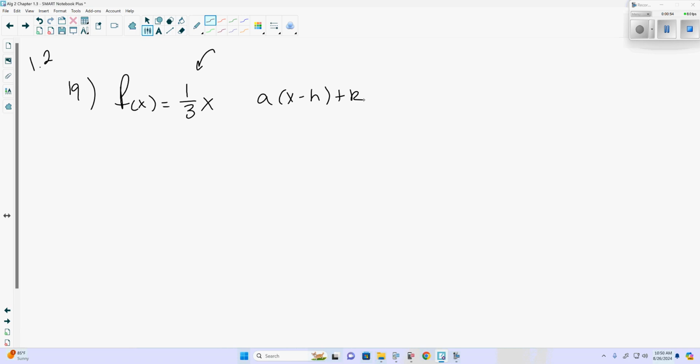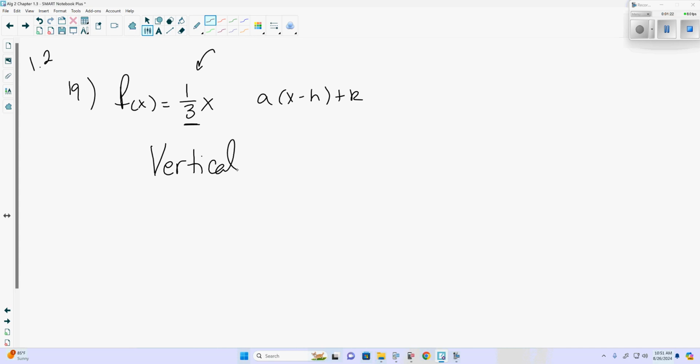We have no h value because there's nothing in parentheses that's being added or subtracted. We have nothing added on to the end. So all we have is this 1/3 that's taking the place of a. If it's negative, then it's a reflection across the x-axis. It's not negative, so there is no reflection. So the only thing we have left is a vertical stretch or shrink.